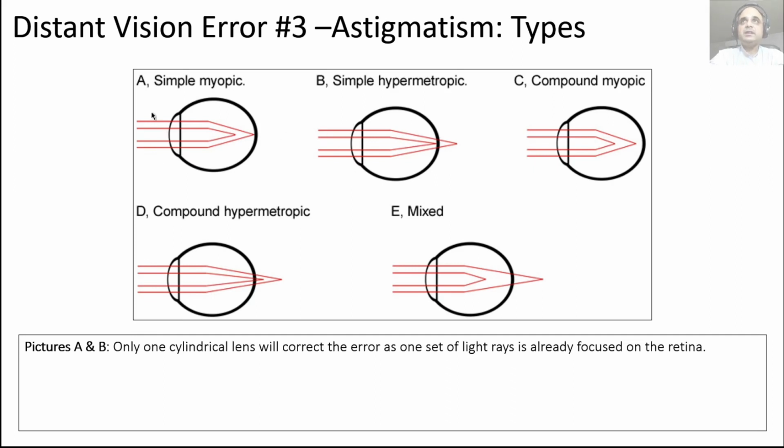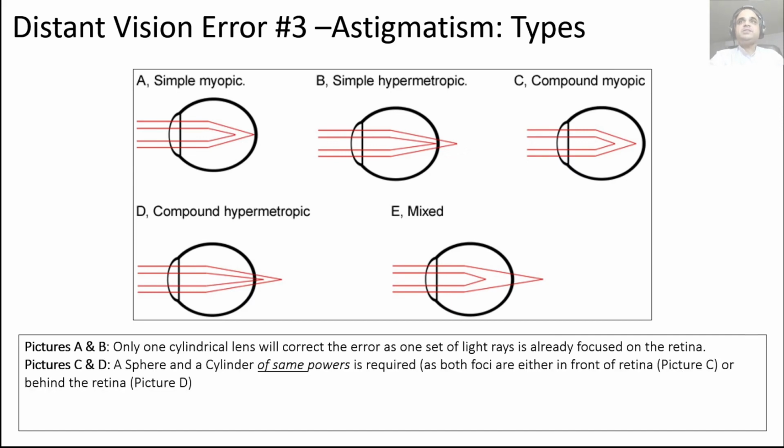In the first case, we needed a cylindrical concave lens. Now we will need a cylindrical convex lens. We don't need a sphere in A or B because one of the meridians is already focused on the retina. We don't need to change its position. We only need to change the position of the other meridian, which is not focusing on the retina.